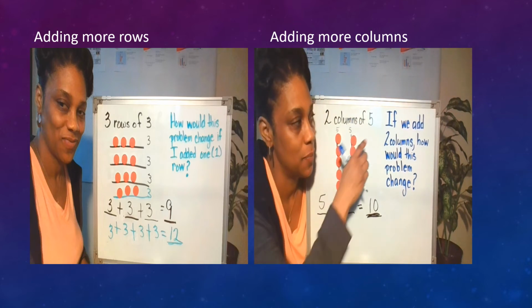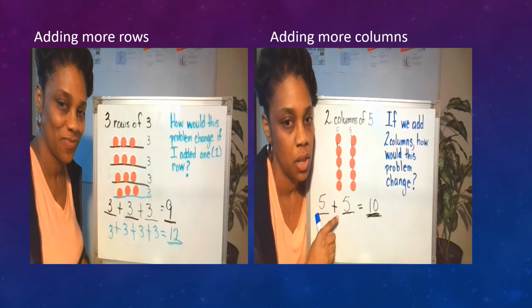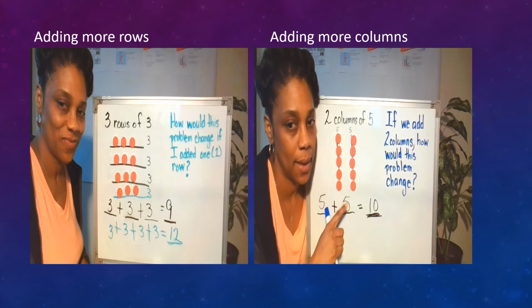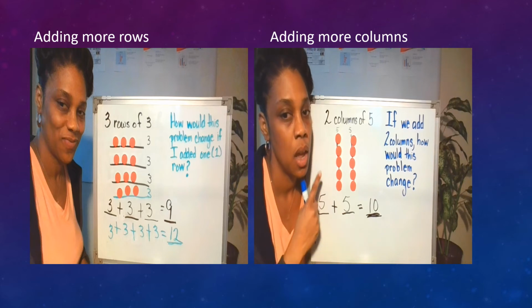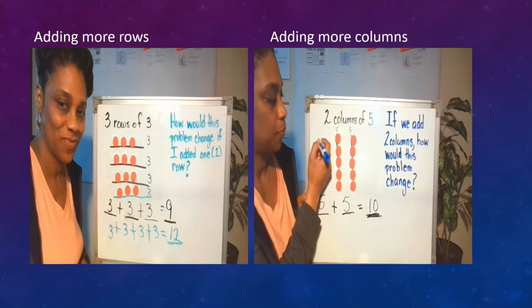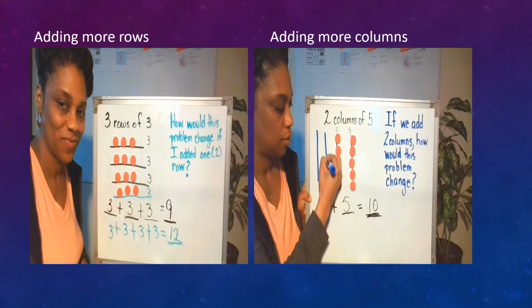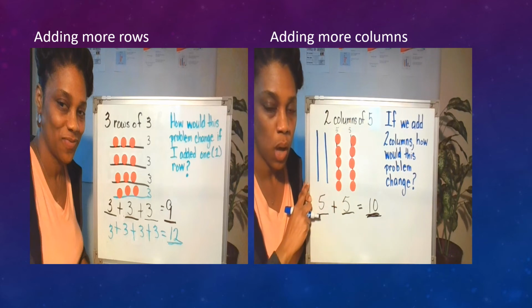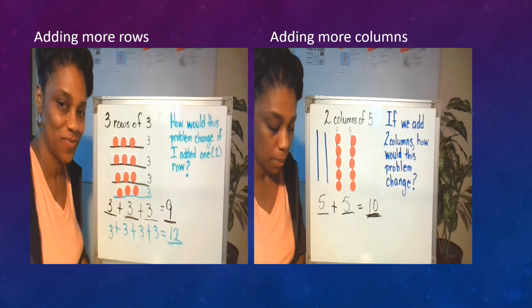It says, if we add 2 columns, how would this problem change? So we know columns are going up and down. So this time we're going to add 2 additional columns to what we already have. So I'll start on this side. 1, 2. So those are my 2 columns. Now, because I have my 2 columns, am I going to need some chips? Yeah, better believe I'm going to need some chips.